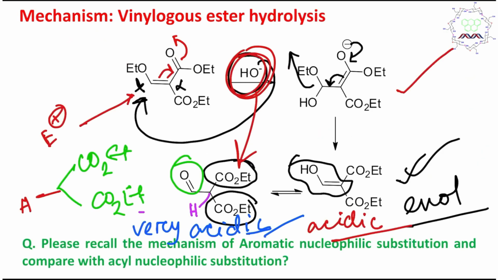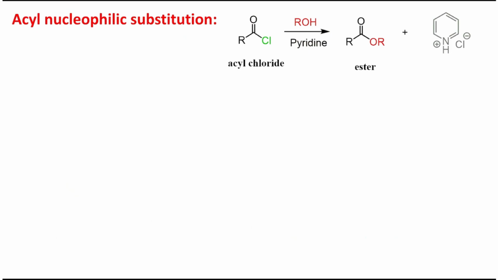Okay, so this is the product. So this way vinylogous ester hydrolysis happens. And by the way, students, these reactions are reversible, it's true. I haven't shown that because of complication. Now in this case I request you, please recall the mechanism of aromatic nucleophilic substitution and acyl nucleophilic substitution. I shall come back to that after some time. So first learn about this acyl nucleophilic substitution.